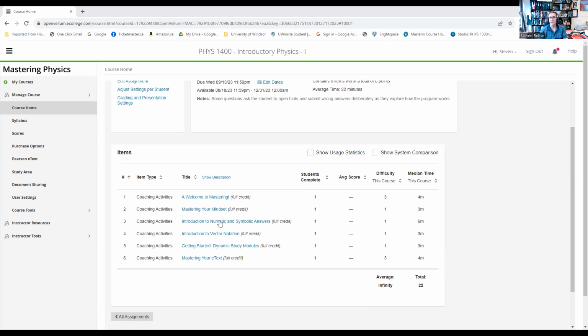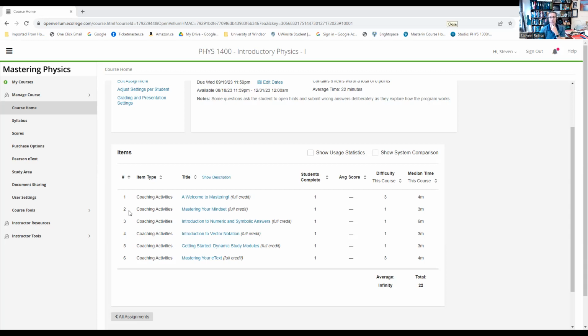So this introduction to numeric and symbolic answers. So this is, let's just go to the standard view for you guys. It's going to look something like this. They're going to say things like this. What is the area of a rectangle? Stuff like that, grading answers. And it's just going to take you step by step through what happens if you get the right answer. What happens if you get the wrong answer? What happens if you ask for a hint?